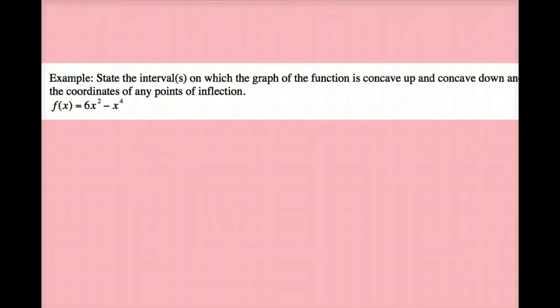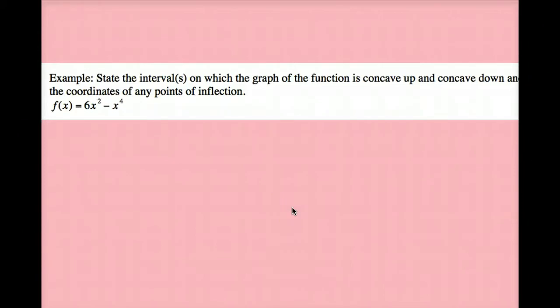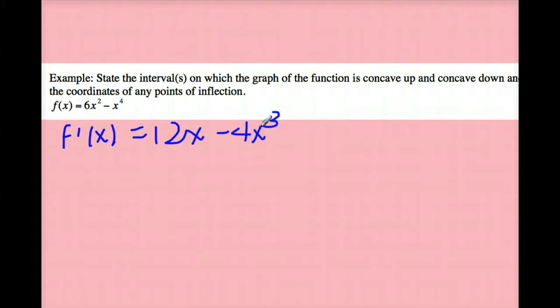This says, state the intervals for which the graph of the function is concave up and concave down, and the coordinates of any points of inflection. So what we shall do first is find our possible points of inflection. A possible point of inflection is when I take the second derivative and set it equal to 0. In order to do that, I have to take the first derivative, which is 12x minus 4x cubed. I'm not asking for increasing or decreasing, so I can continue on from here.